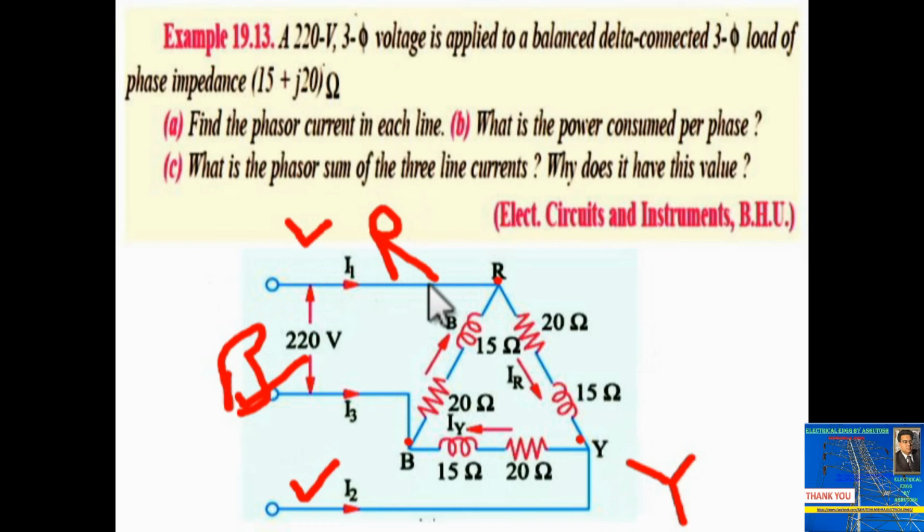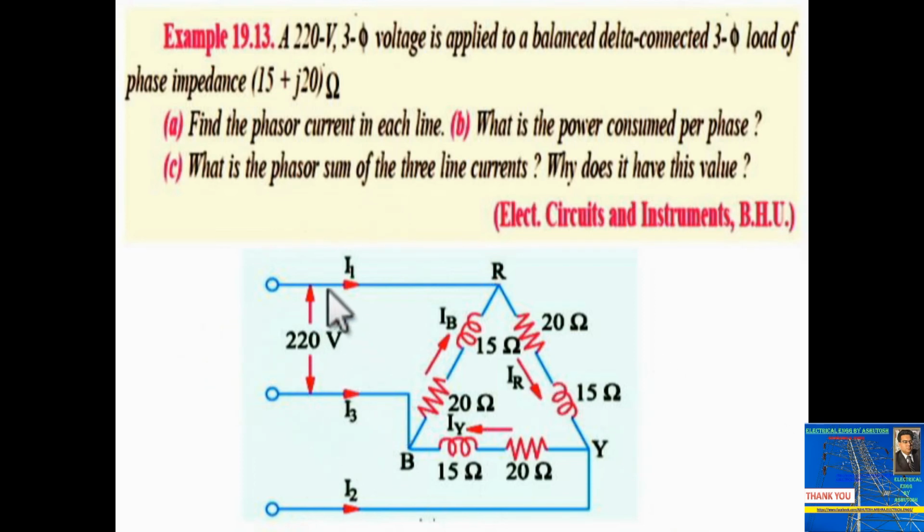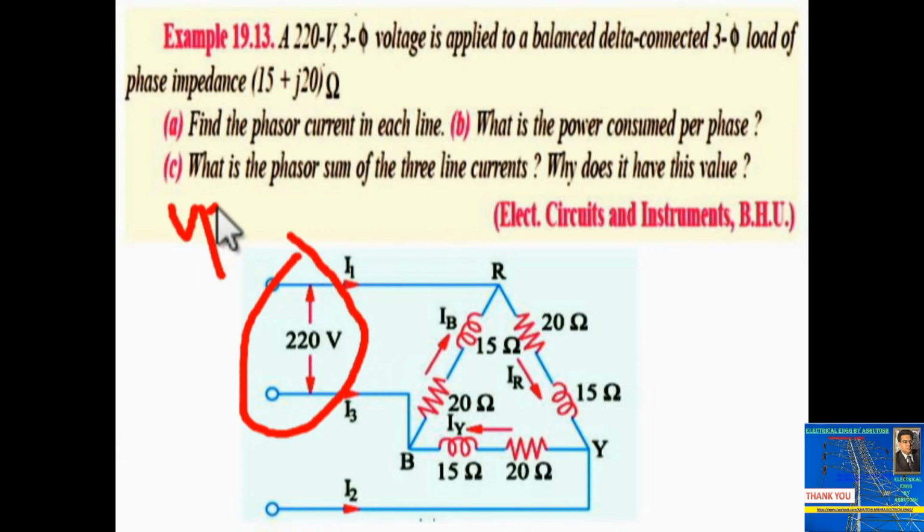IR will be the line current, IY will be the line current, and IB will be the line current, and the line voltage is given here as 220 volt. That is equal to VPH. In case of delta circuit, you already know VPH is equal to VL. This is the formula. So this 220 volt, which is a line voltage, is also a phase voltage. So guys, now let's solve the circuit.